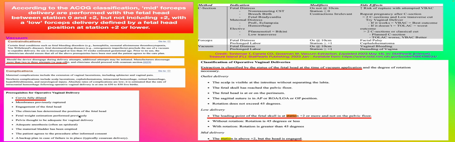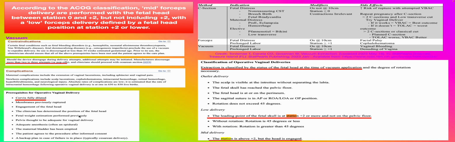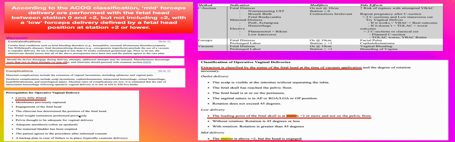Engagement of the fetal head. The first cardinal movement of labor needs to have happened. This is when the widest part of the fetus's head, from ear tip to ear tip, is at the level of the pelvic inlet.